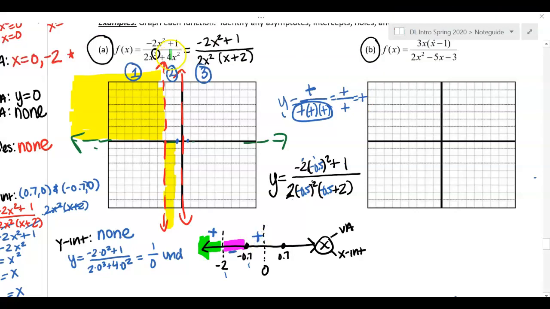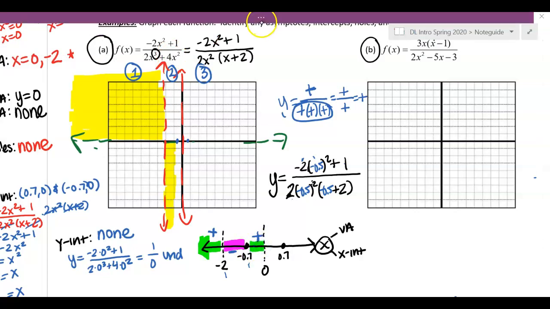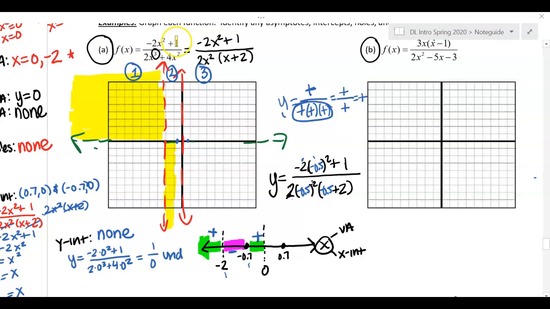That means for every x value I plug in from -0.7 to 0, I get positive y values. That means whatever points I graph on my graph must be plotted here.